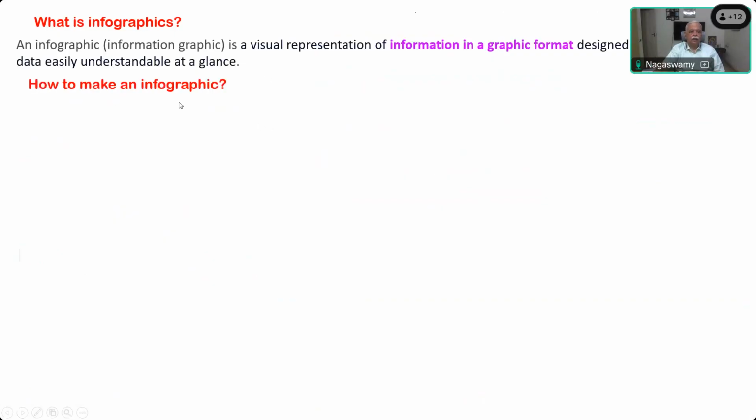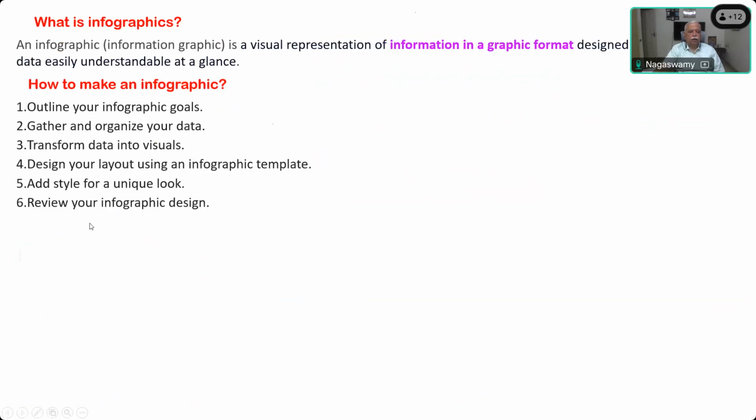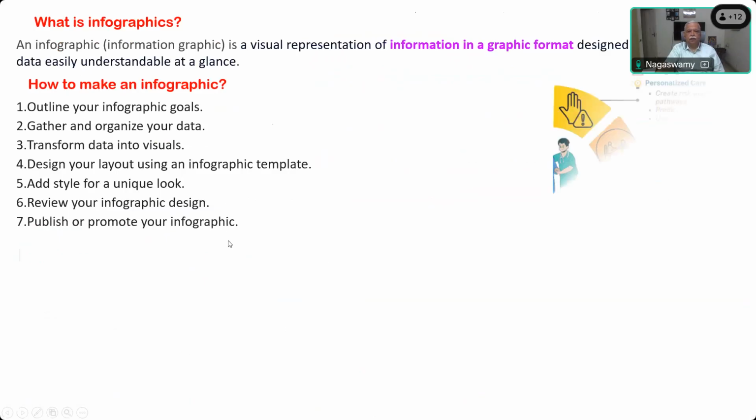So how to make an infographic? You must first outline your infographic goals, gather and organize your data, transform data into visuals, design your layout using an infographic template, add style for a unique look, review your infographic design, publish or promote your infographic. These are all the steps that you have to follow.